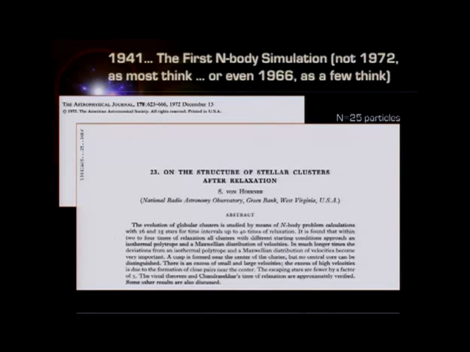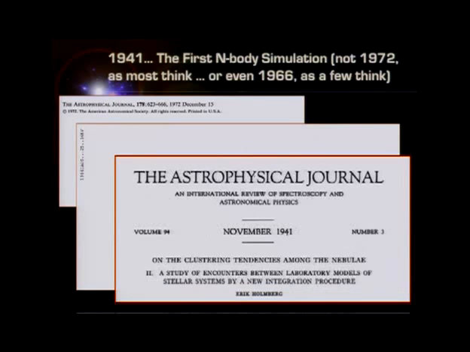It ran a low-resolution model, which had 16 particles, and then a high-resolution one, which had 25 particles. So it wasn't particularly ambitious by today's standards, but it was one of the first what we call n-body simulations of the collapse of a globular cluster, a stellar cluster. But the first real one is this one in 1941. Like I said, 7 years before Baby came online in Manchester.